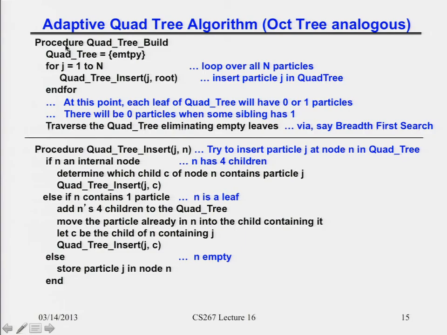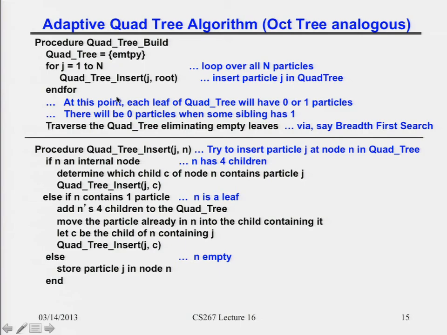It's a procedure called quad tree build. It's going to call itself recursively, and quad tree insert is going to call itself recursively. So I begin with an empty quad tree. I loop over all the particles, capital N is the number of particles, and then I simply do an insertion. So this is sequential code. I'll talk about the parallel code later.